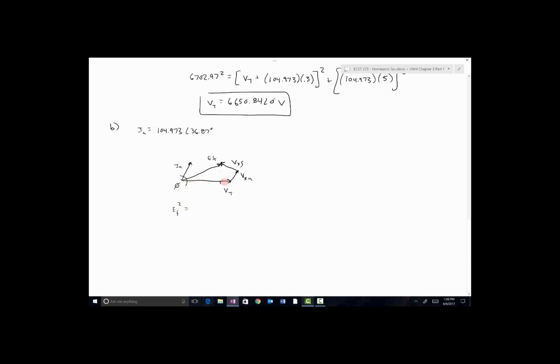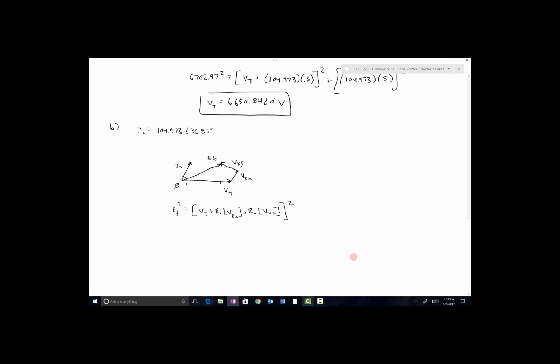Now I need to calculate the base. So the base is VT plus the projection of VRA onto the x-axis plus the projection of VXS onto the x-axis, right? If I just add VT plus the real part of VRA plus the real part of VXS, I get this phasor right here. So that gives me this vector right here, which is the base of my right triangle.